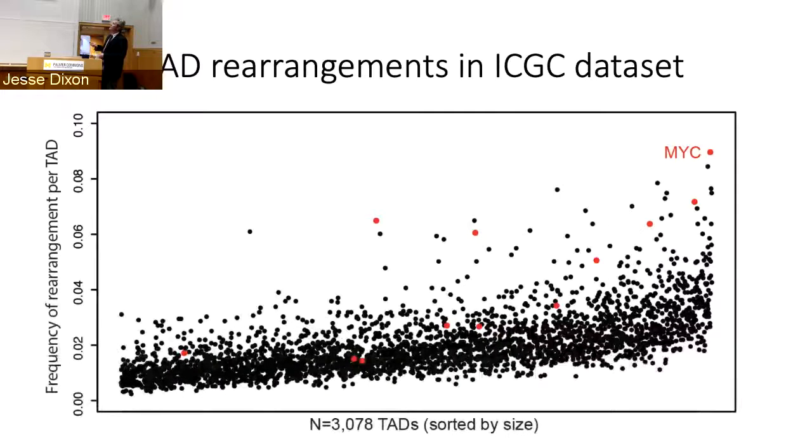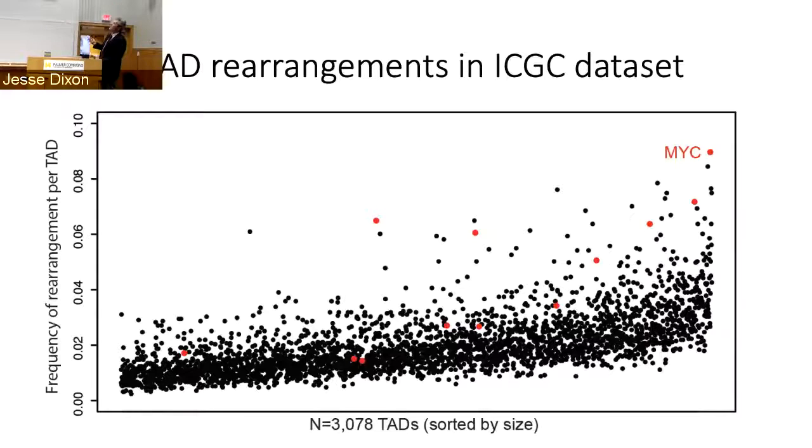And so if we perform a similar analysis, in this case over 3,000 TADs across this whole data set, we can see the sites that we identified in our Hi-C data labeled in red. You can see that some of these are still very highly rearranged in the ICGC data, whereas a few of them are not particularly enriched and may be false positives in our data.